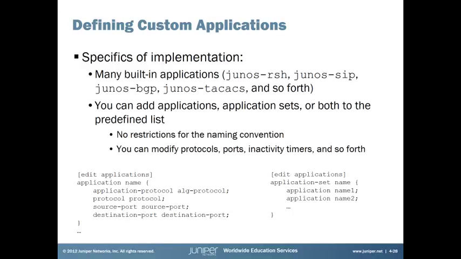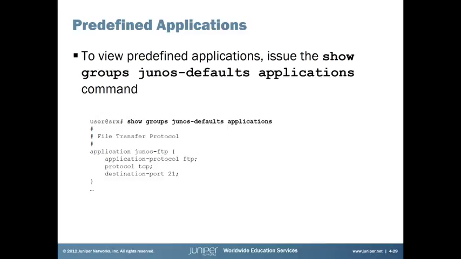Sometimes you'll come across one where there just isn't a built-in application, and you'll have to create it. It's pretty easy. Go to edit applications, give it a name, and then define the details of that application. We're going to take a look at all the default applications with show groups junos-defaults applications, and they'll all appear. We'll do a demo on this shortly.